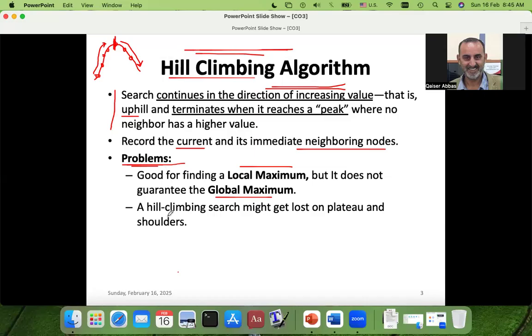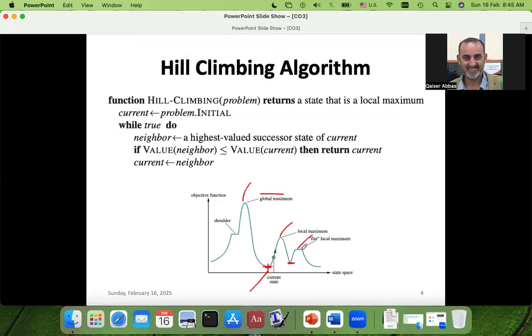And there are other issues in that this algorithm can get lost or stuck, or it can terminate on a plateau. Plateau means a flat surface. It can be a flat surface or shoulders. So if you have a flat surface here or here, which is a shoulder, then this algorithm can terminate. It will stop here and give you whatever it has as a solution.